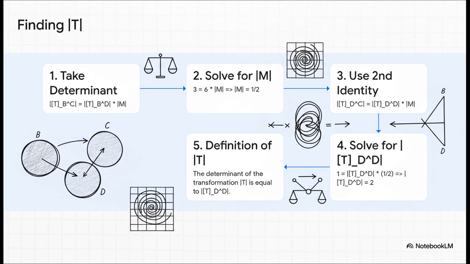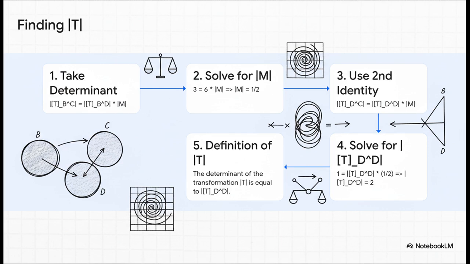Now for step 3. We use a second, very similar identity, which you can see right here. We do the same trick again in step 4. Take the determinant of both sides. Then, in step 5, we substitute our known values again. We know the determinant of T from D to C is 1, and we just found that the determinant of M is 1/2. A little more algebra tells us that the determinant of T from D to D has to be 2, and that is the final piece of the puzzle.